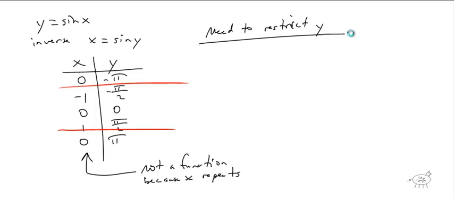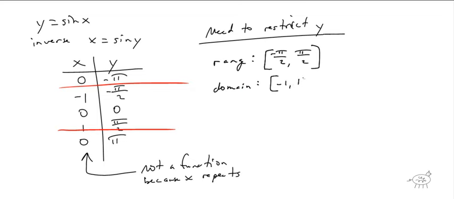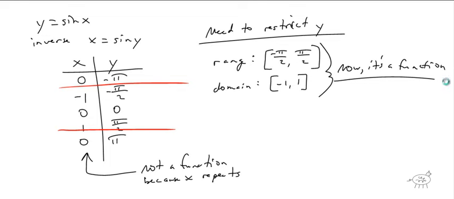All right, so this is the deal. When I restrict my y value, I have my range, because we have our domain and range, and I'll talk about a range. Our range for this function, x equals sine of y, is going to be between negative pi over 2 and positive pi over 2. Okay, that's where the red is, right? And then, of course, my domain is going to be between -1 and 1. Okay, now it's a function. All right, that makes sense, everybody, I hope.